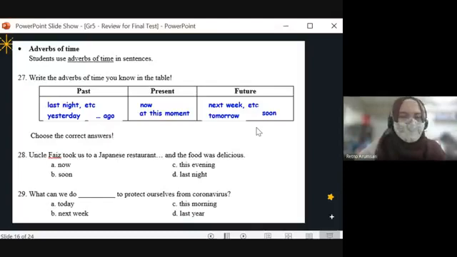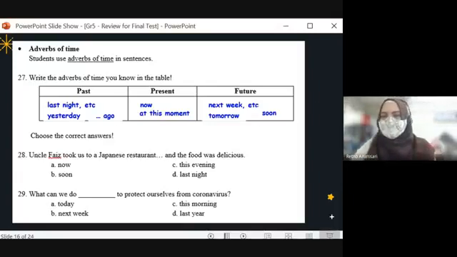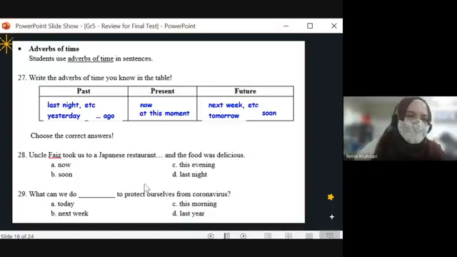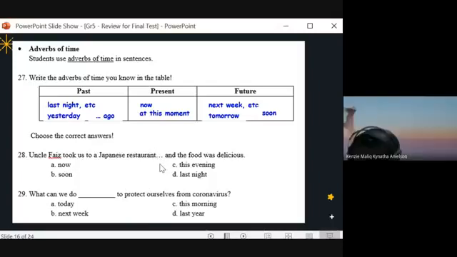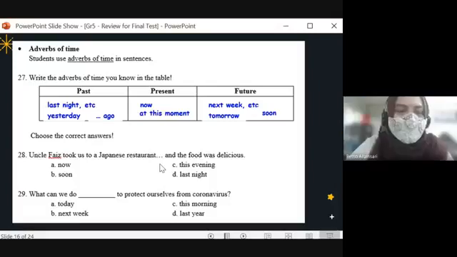Now, in these kinds of problems, you need to understand the situation to be able to decide which adverbs of time you must use for the sentence, right? Okay, let's look at number 28. Let's go to Kenzie. Which adverb of time do you think fits here? Uncle Faiz took us to a Japanese restaurant now, and the food was delicious. All right.